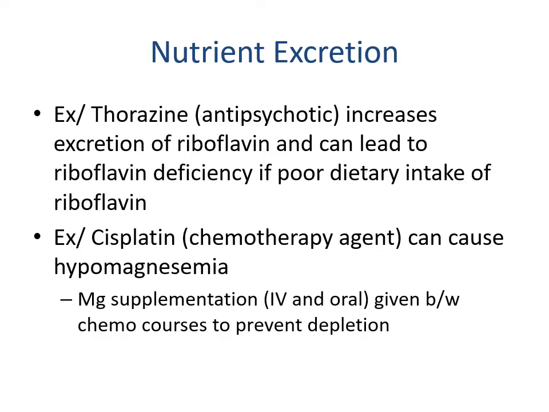Looking at nutrient excretion, we also have other examples such as Thorazine, which is an antipsychotic that increases the excretion of riboflavin and can lead to riboflavin deficiency if the patient also has poor dietary intake of riboflavin. Or, for example, cisplatin, which is a chemotherapy agent, can cause hypomagnesemia. And so mag supplementation, either IV or orally, is given between chemo courses to prevent depletion.